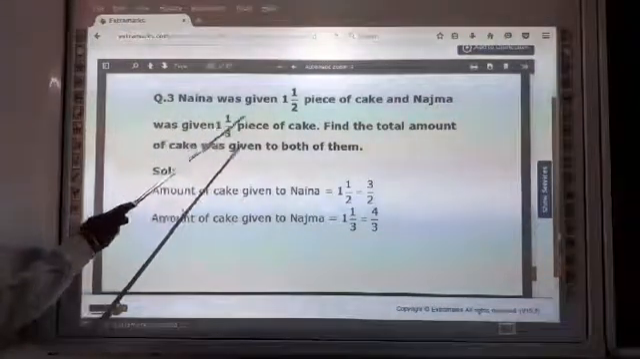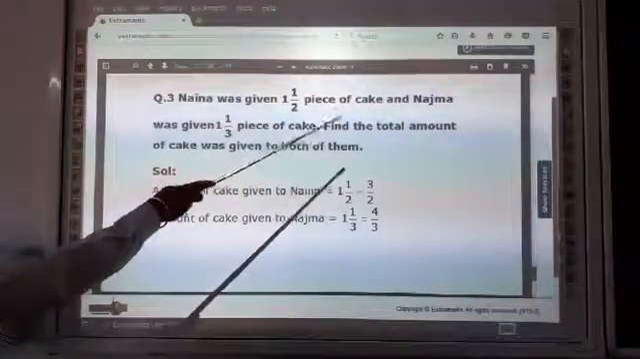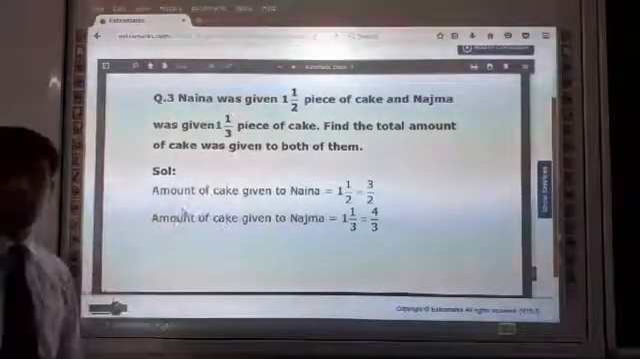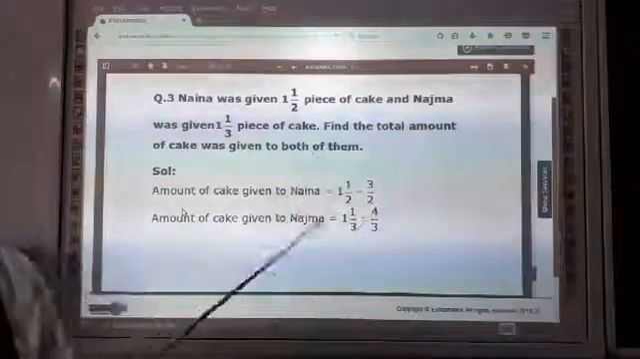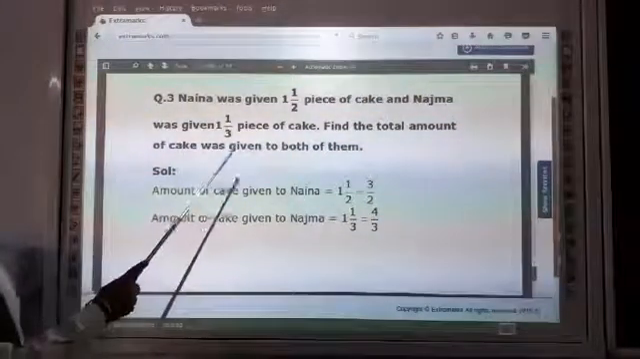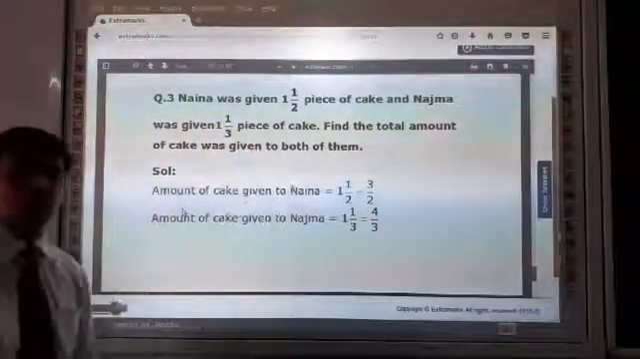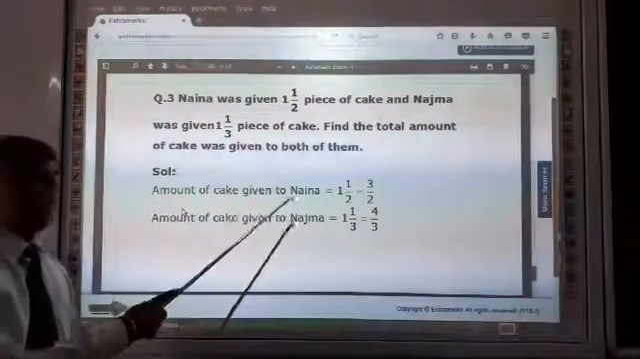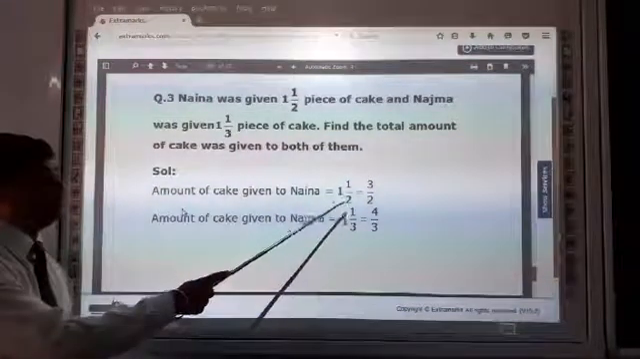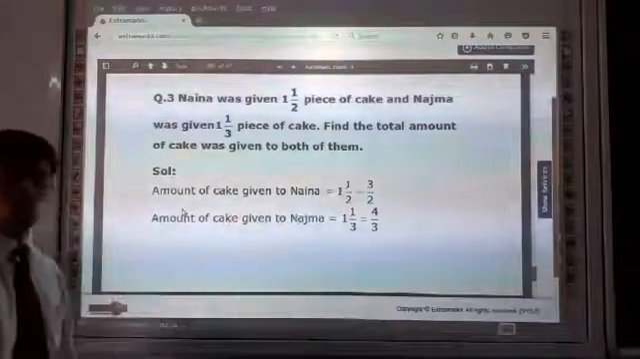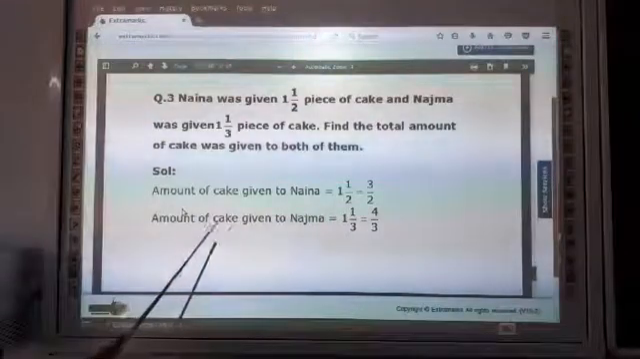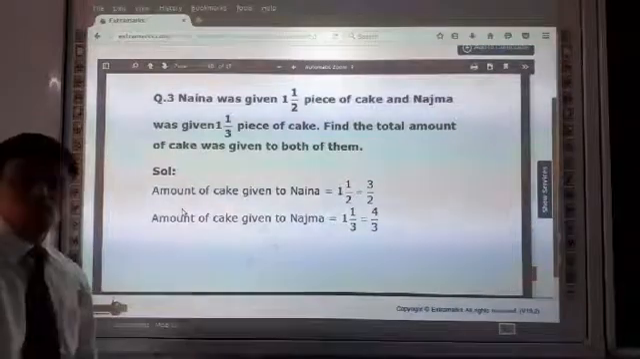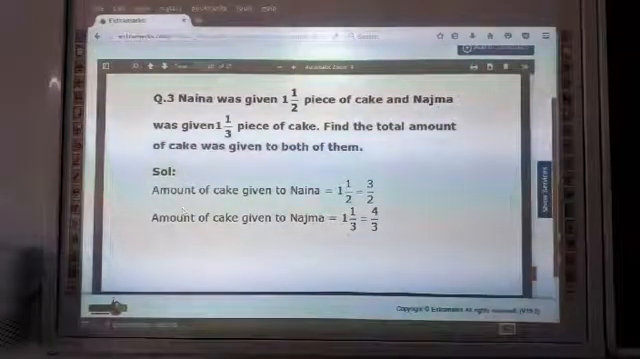Naina was given 1 by 2 piece of cake and Najma was given 1 by 3 piece of cake. Find the total amount of cake given to both of them. Solution: amount of cake given to Naina is 1 by 2. 2 ones are 2, plus 1, is 3 by 2. Amount of cake given to Najma is equal to 3 ones are 3, plus 1, is 4 by 3. Okay.